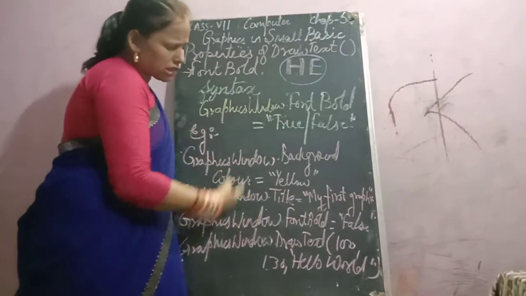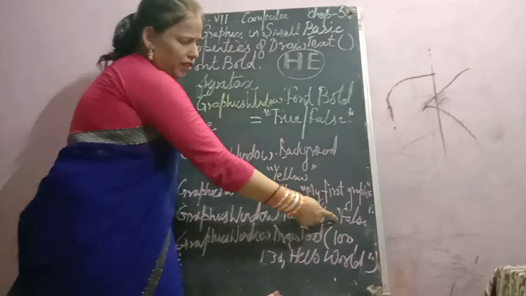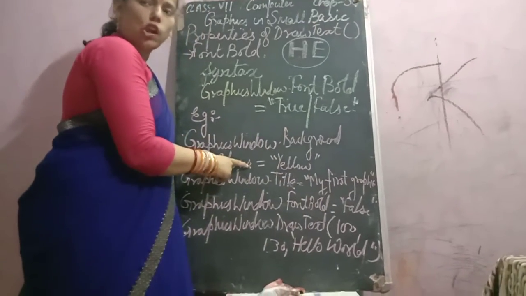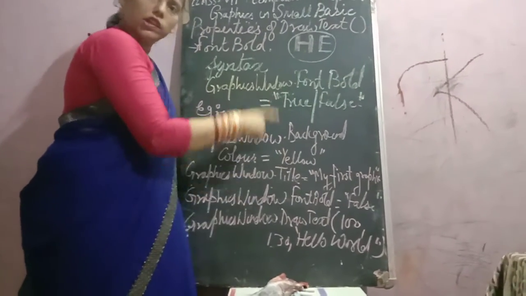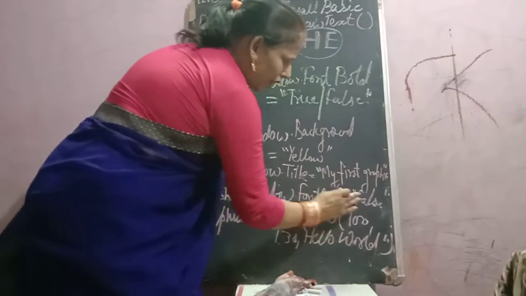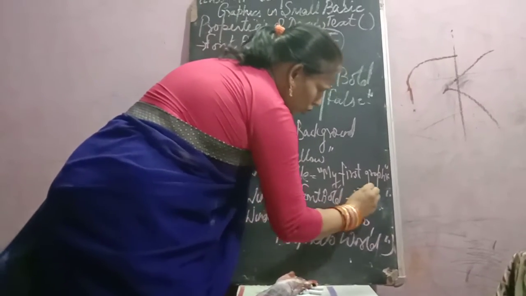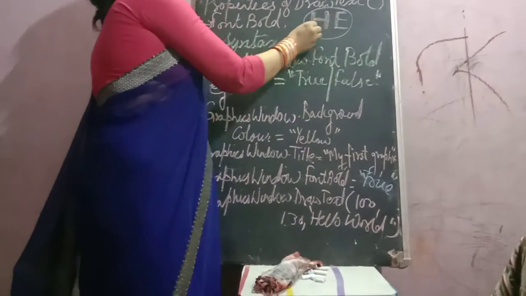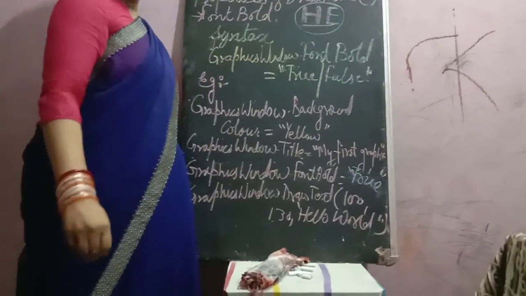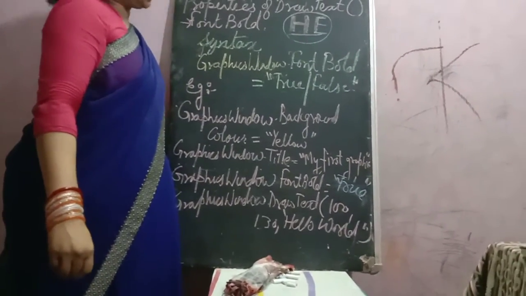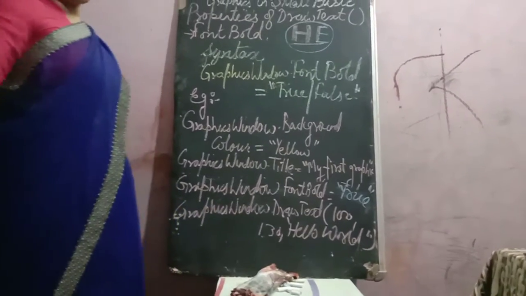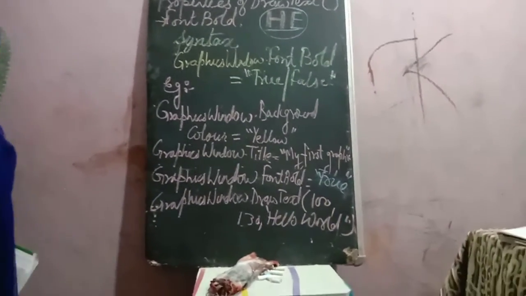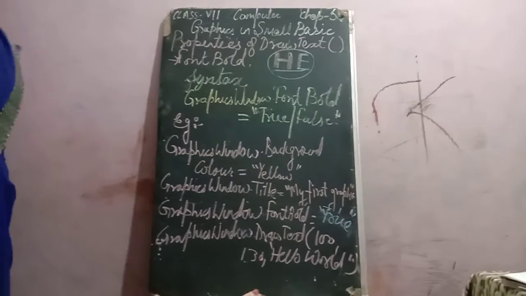Now in this program I have given false. That means it will not do the bold. It will be in the general format. If I give true here, then what will happen? The text will be in the thicker format. Okay, you have to write it in your copy.